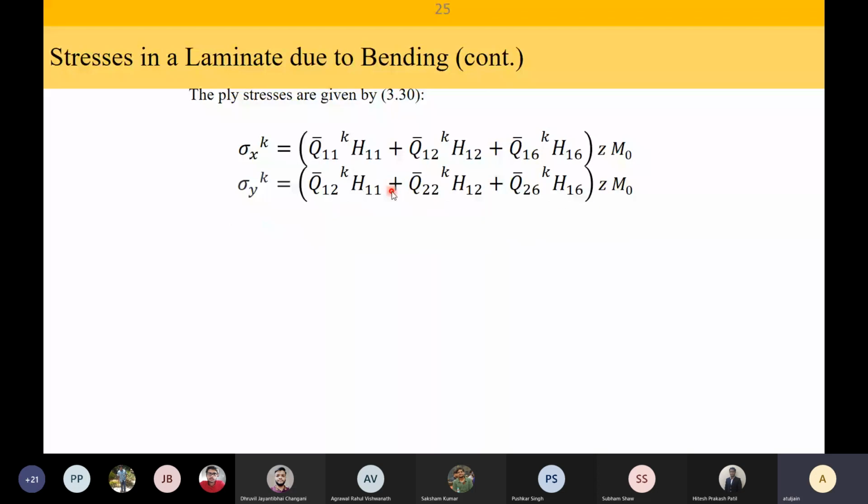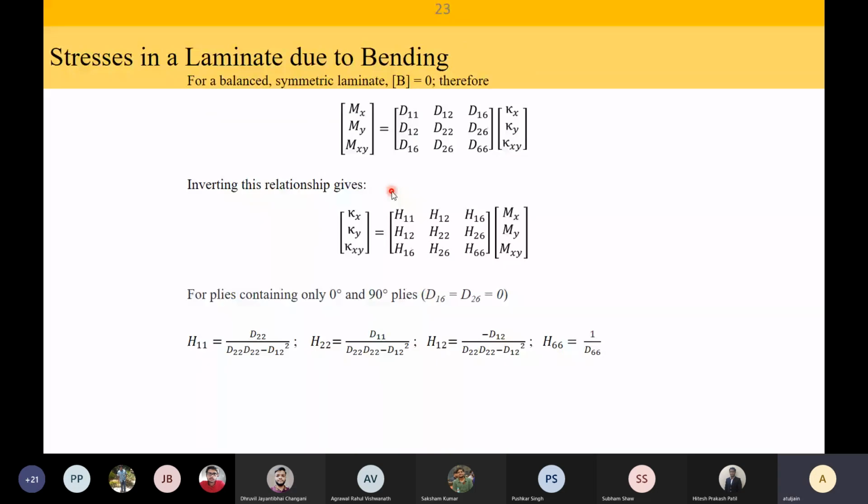All of this is very straightforward if you understand the classical lamination theory. And be careful, we are only able to do this analysis for very special cases, like it has to be symmetric and the ply must only contain 0 and 90-degree plies.